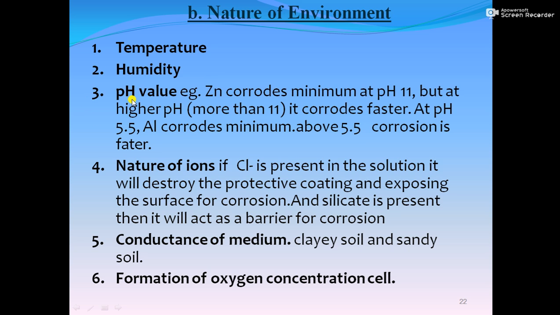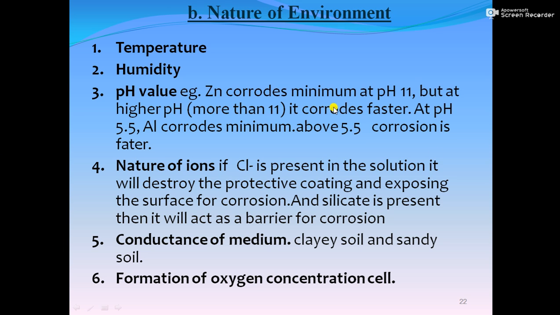Then the third is the pH value. The pH value is highly responsible for corrosion. Acidic media are more corrosive than alkaline and neutral media. A very important point: the corrosion of iron is slow above pH 5 and in the absence of oxygen. The presence of oxygen increases the rate of corrosion. Most metals are readily attacked by acid but are resistant to alkalis, so the corrosive tendency of such metals can be reduced by increasing the pH. By maintaining the pH, we can control it.